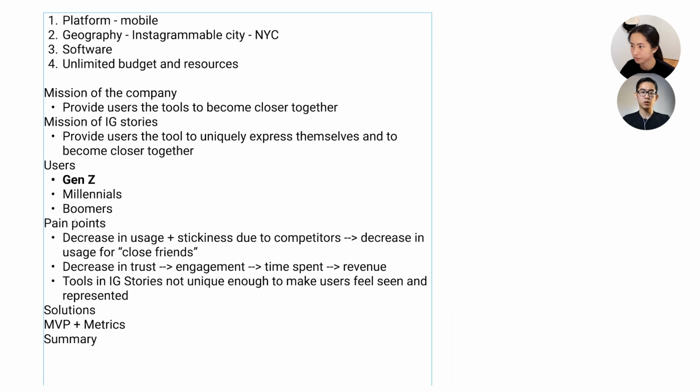So it looks like the first one is usage of close friends for Gen Z. The second one is a decrease in trust in the Gen Z group. And the third one is Gen Z wanting to feel seen and represented because they are not able to do so with the current tooling. Yeah, that sounds good. I'm wondering, to move on to solutioning, how would you choose which pain point you might want to prioritize?